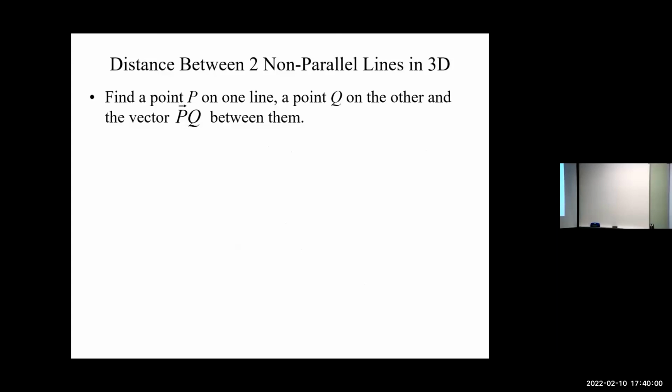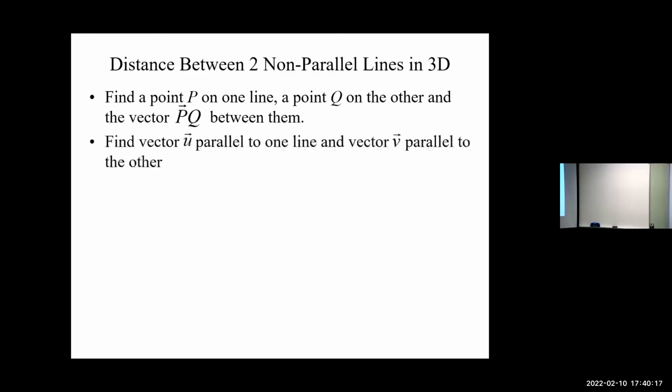So we find a point P on one line and a point Q on the other. Okay, this is going to be a very similar idea. We don't care that those points aren't lined up. Any point that's easy to find, all we need is a vector between the two lines. Then we'll find a vector U parallel to one line and a vector V parallel to the other. We've talked about that before too.